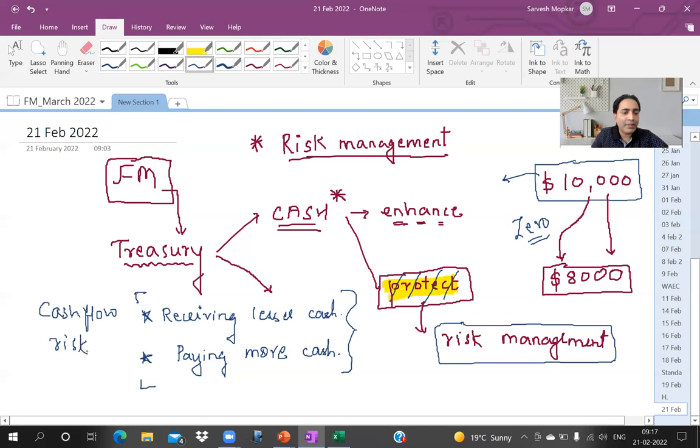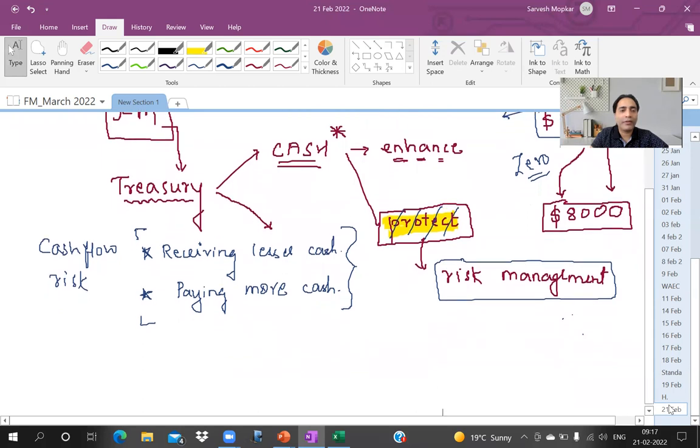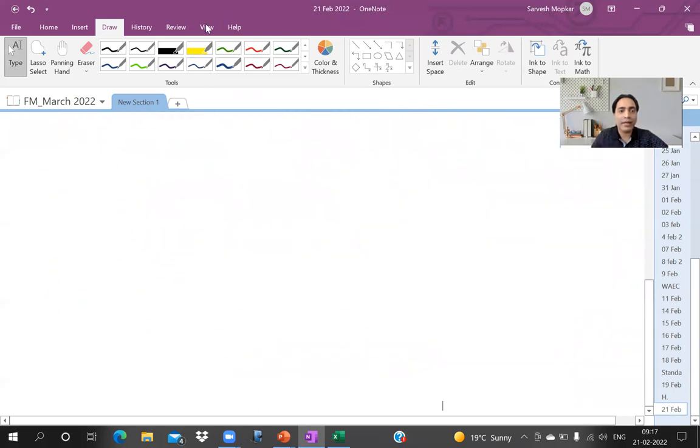Now, what are the possible reasons because of which your cash flow can be under threat? Now we'll talk about the reasons. One of the reasons, as you said, is robbery. You can say robbery or pilferage. What are the other reasons?